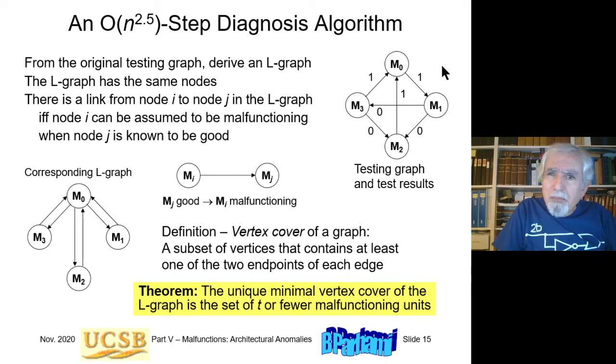So for example, if node M0 is known to be good, then M1 is malfunctioning. When we can assume that a node is malfunctioning because another node is known to be good, M0 being known to be good leads to the conclusion that M1 is malfunctioning. So there is a link from M1 to M0 in this graph.